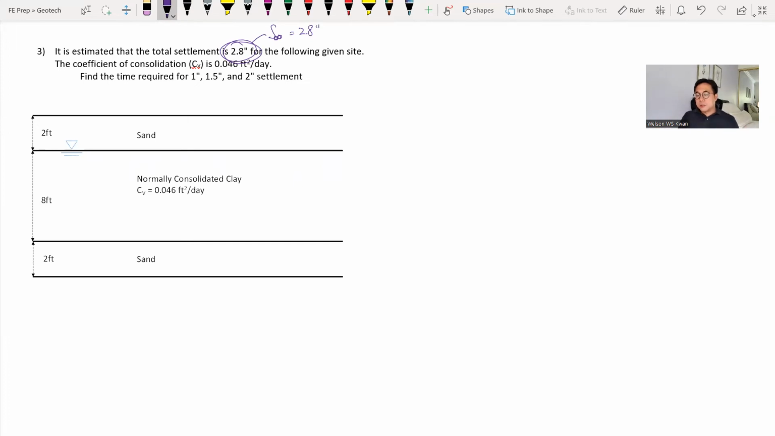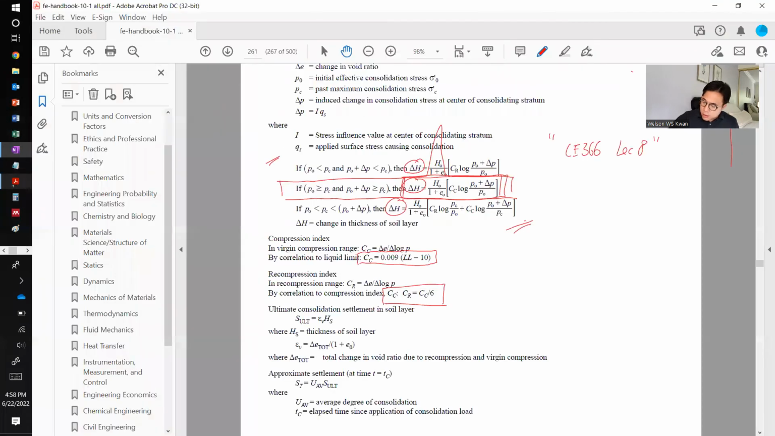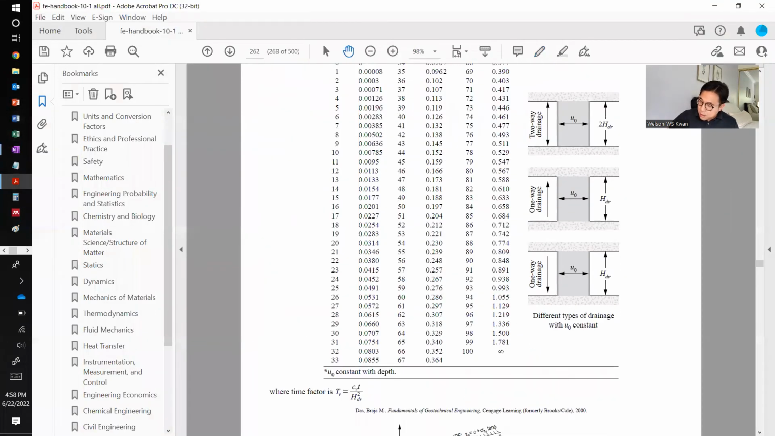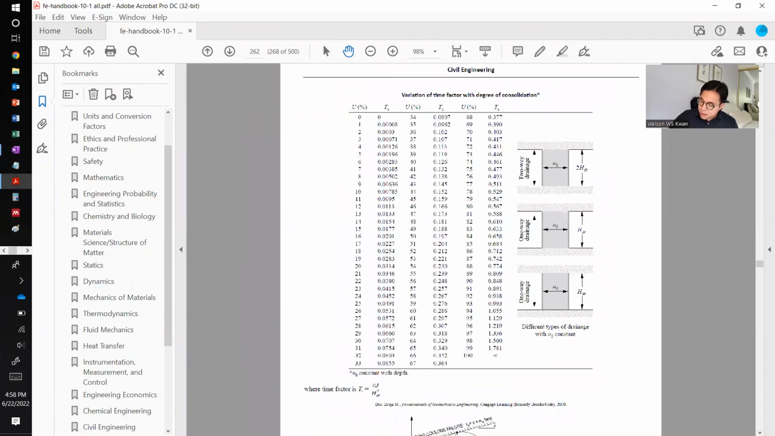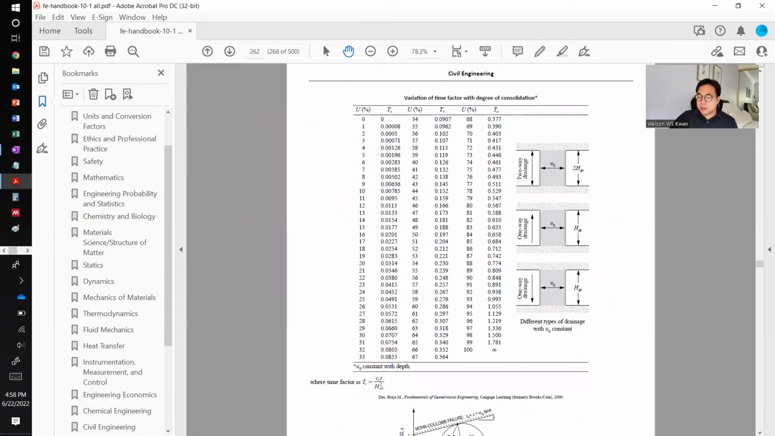But now the question asks how long it takes to get to 1 inch, 1.5 inches, and 2 inches of settlement, given that you know the C sub V and also the ultimate settlement. So this is a question of how fast, or the time rate of settlement. When we ask about the time rate of settlement, there's already a good start in the FE manual. The second part of the FE manual is related to the time rate of consolidation, and this Terzaghi equation here is always a good place to start solving your questions.